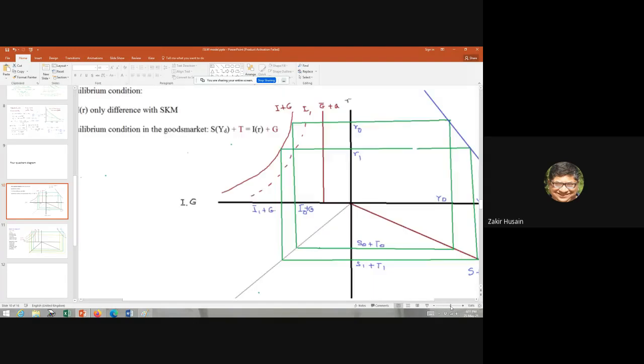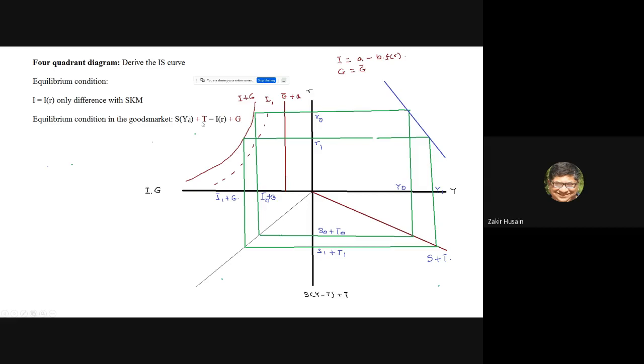See, the equilibrium condition in the goods market is S plus T equal to I plus G. In the simple Keynesian model, without the government sector, we had... in the S game, if you don't have a government sector, the equilibrium condition is S(Y) equal to I bar.